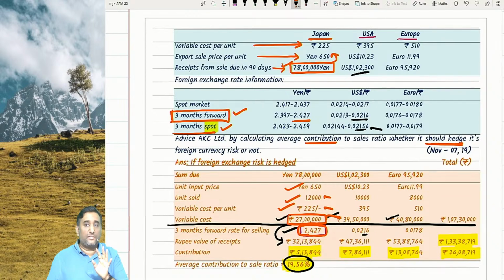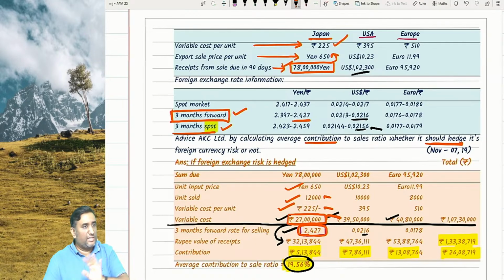The objective is we need to find contribution. Contribution depends on sales and variable cost. Variable cost per unit was given. Using the above data, we calculated units, and units into per unit variable cost came. Sales would be 78 lakh yen. So converting 78 lakh yen, you are an exporter. You will sell, I will buy. To buy, which rate will I apply? Bid rate, but he has applied the ask rate.